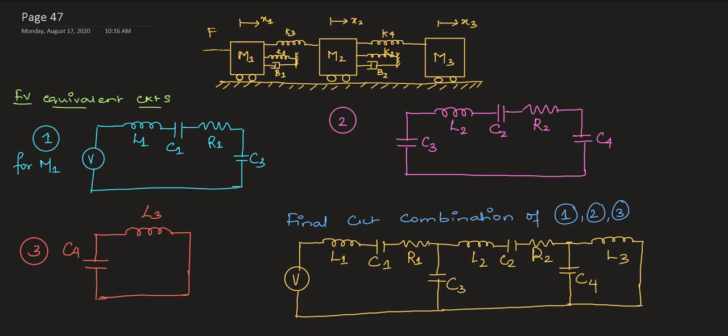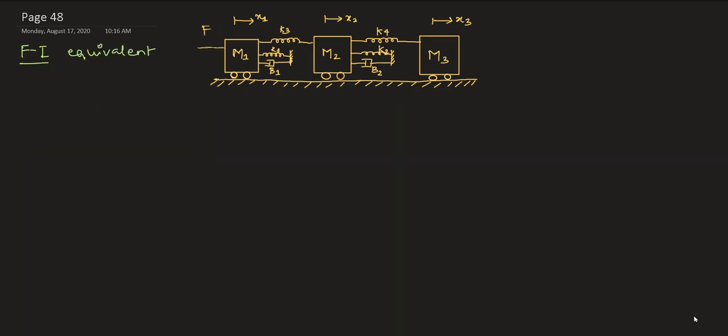Now let's look at the force current equivalent. So your force current equivalent is given here. You are going to do the same things, and we are going to combine. We are going to get three circuits for my M1, M2 and M3, and then we are going to draw the equivalent circuit for the entire system. The same steps have to be followed. So we move on directly to writing the differential representation for masses M1, M2 and M3.